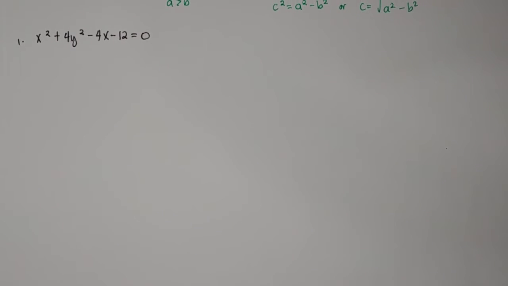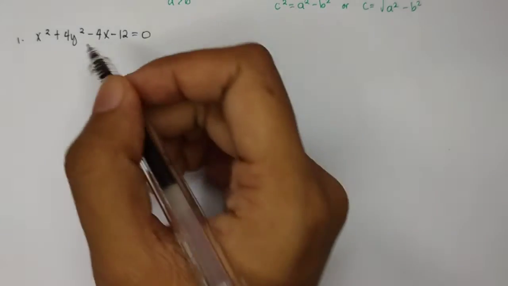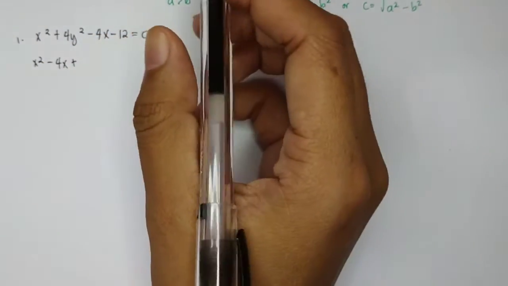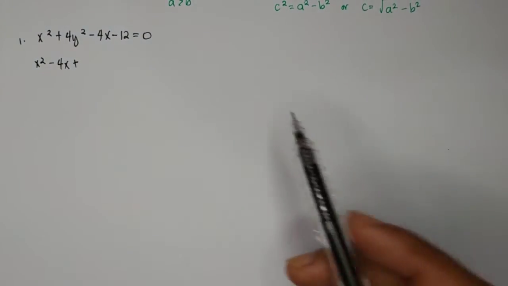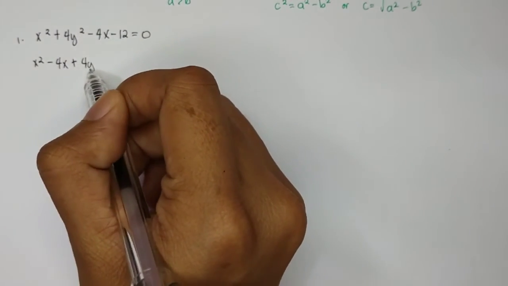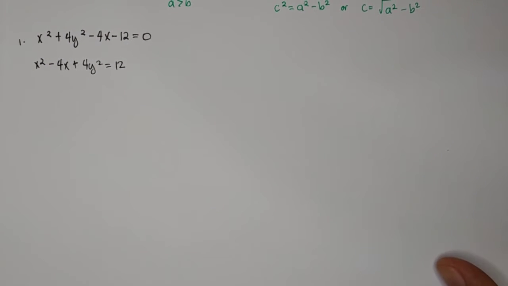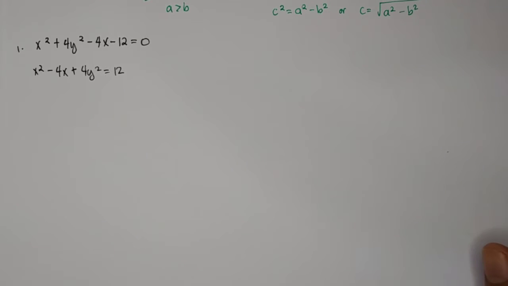So, we have here our example number 1. Naka-general form siya. So, kailangan pa natin itong i-convert sa ating standard form ng ating equation. So, we have here x squared plus 4y squared minus 4x minus 12 is equal to 0. So, convert natin ito to standard form. So, this will be now x squared minus 4x plus 4y squared is equal to 12. So, yan yung first step natin.